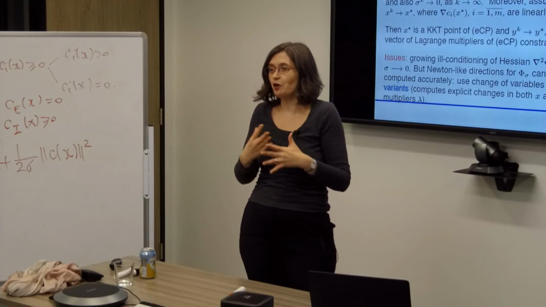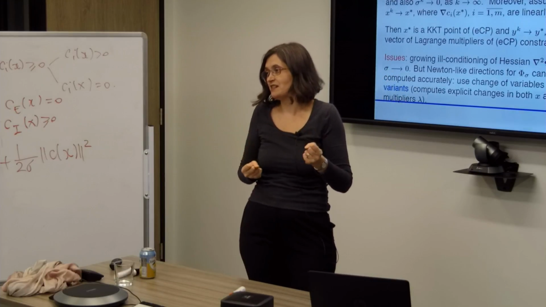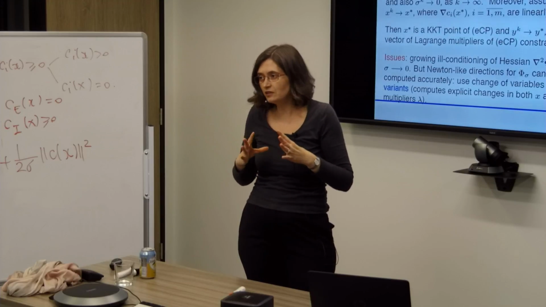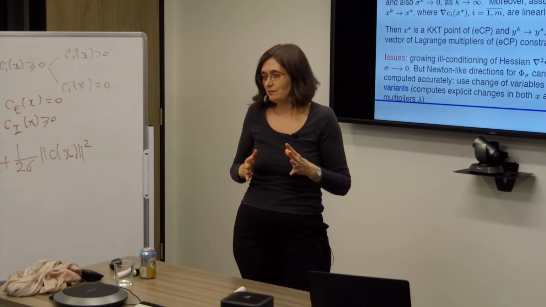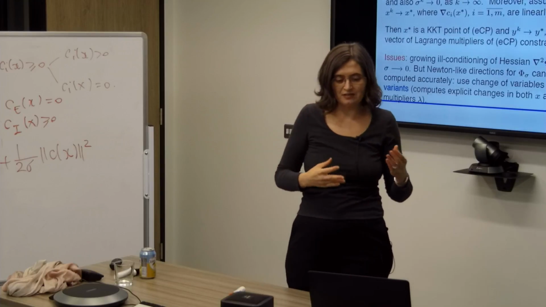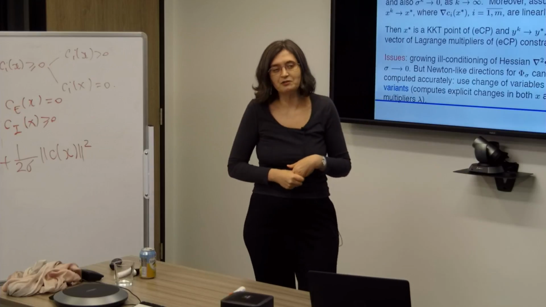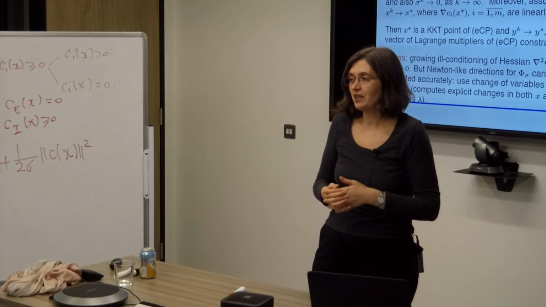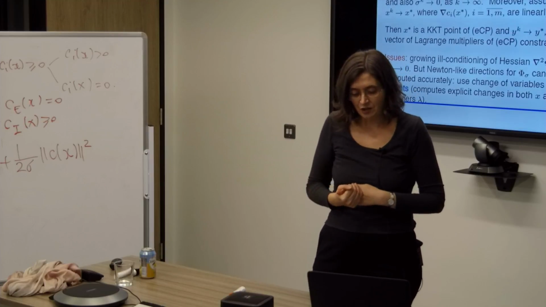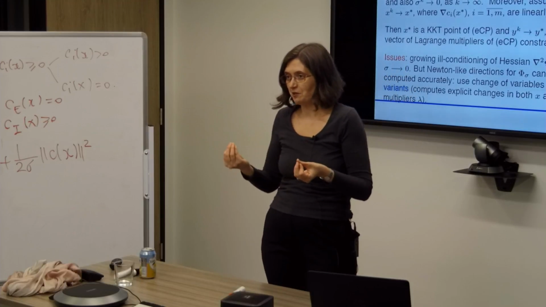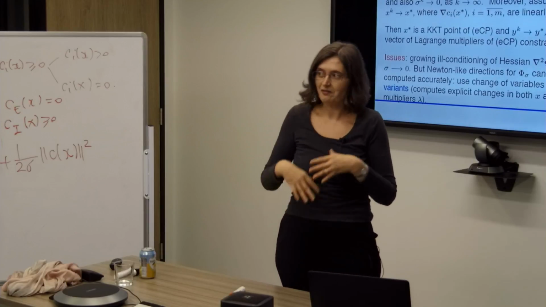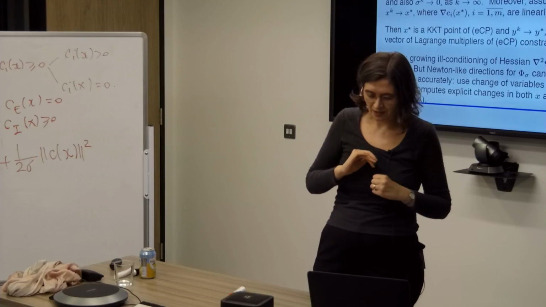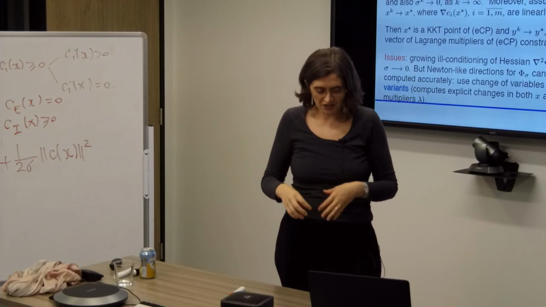However, there are ways to compute, say, Newton-like directions for this function that you're not affected by this very much. So this has also been well researched. And the way to do it is either you do a change of variables or you can do a sort of primal dual method where you work with both the primal and the dual variables and apply Newton method to both. So you have a larger system, but you can then do better in terms of the conditioning of your system.